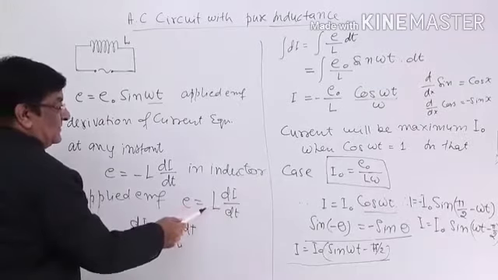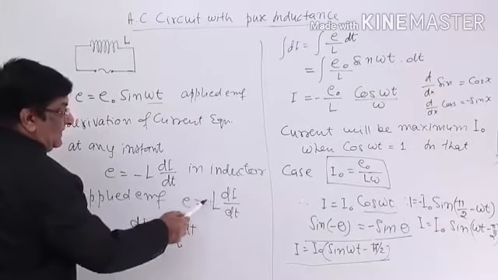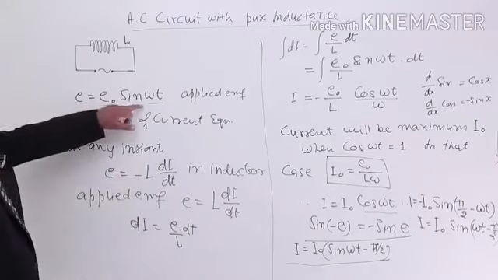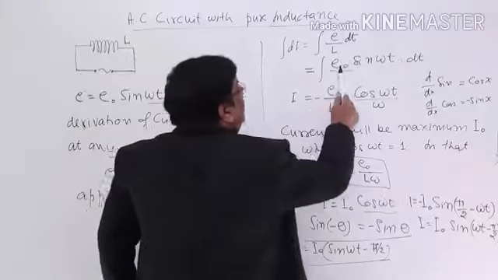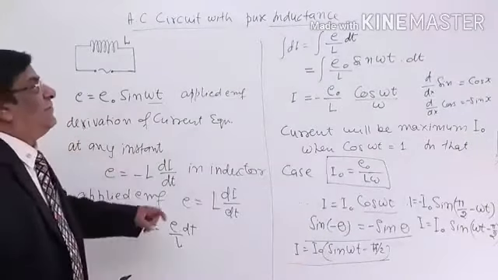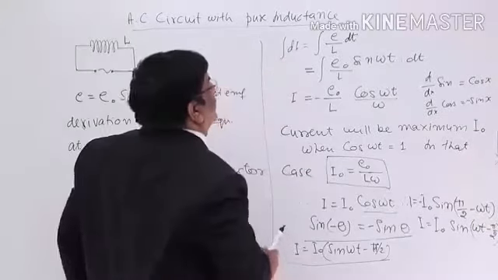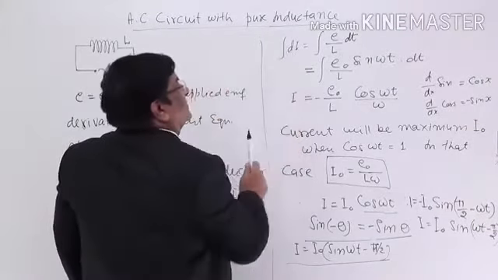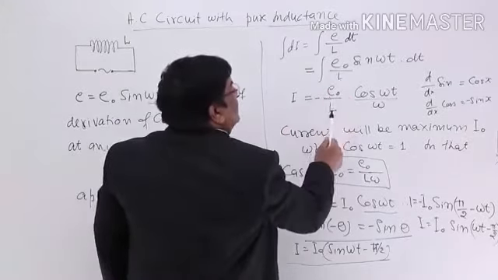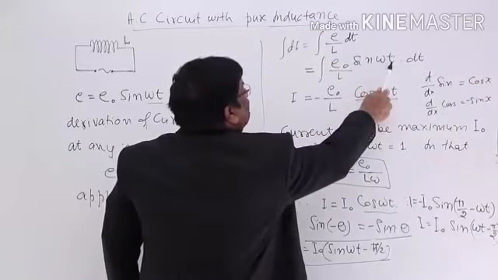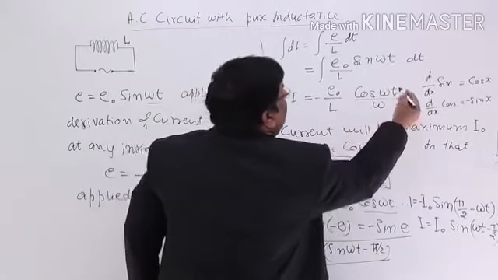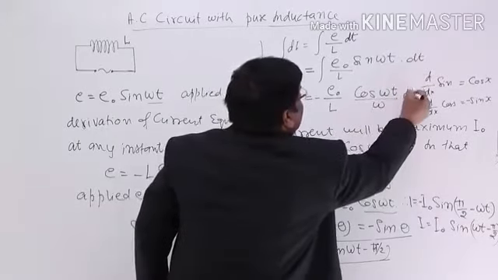From here, di is equal to E multiplied by dt divided by L. Then this E is E naught sin omega t, and we put this value here, E naught sin omega t dt, and we integrate both sides because we want the equation for I. So this is integrated to I, and in this, E naught upon L is the constant, and sin omega t has the integration minus cos omega t upon omega, multiplied by dt.